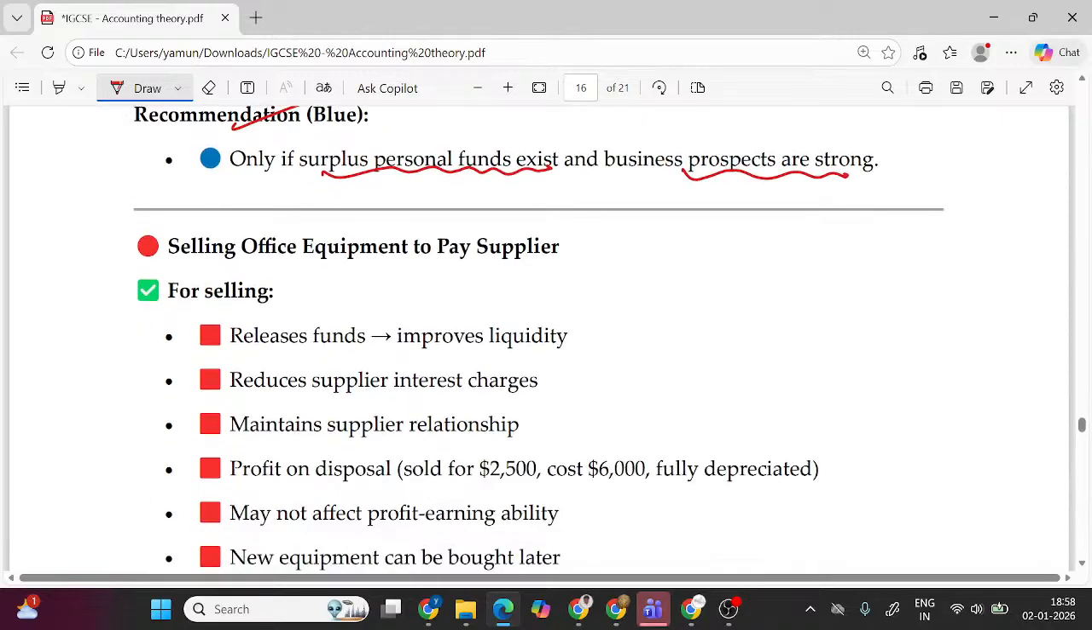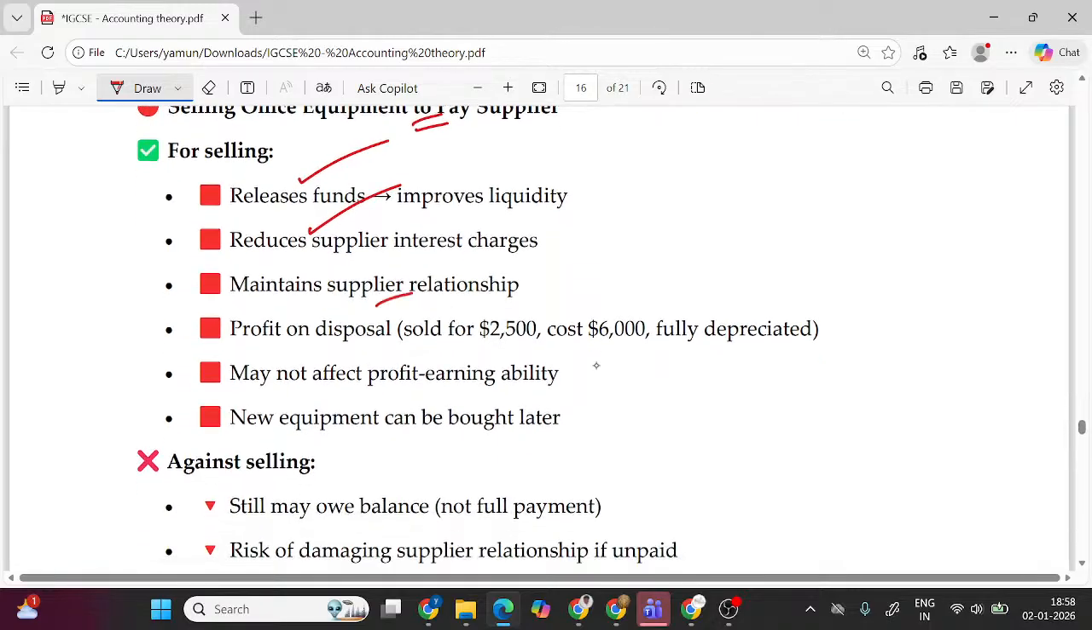Selling office equipment to pay the supplier. Why do you sell? Because the supplier is often giving this tension to you. You want to release the funds. That's why. Reduce supplier interest charges. So you have to anyway pay the charges, right? Maintain supply relationship. Once you pay the money correctly, obviously, then he's going to maintain the relationship and you'll get the stock in time. The inventory in time, raw material in time.